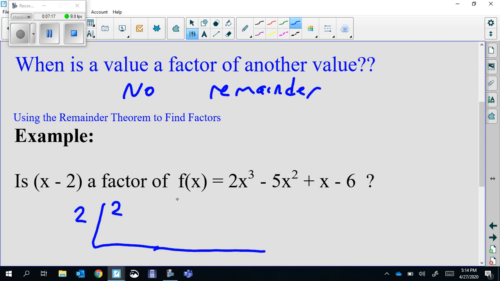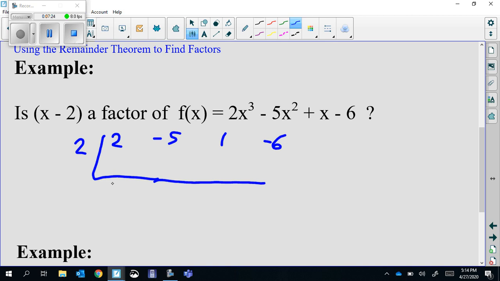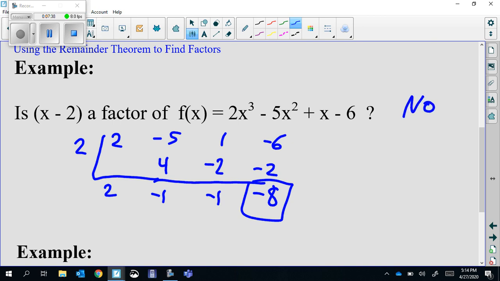Make sure you're not missing any terms. We are not. And then you can do synthetic. So add and multiply, add and multiply, add, multiply, add. That's not a 0. So is it a factor? No, not a factor. We have a remainder.